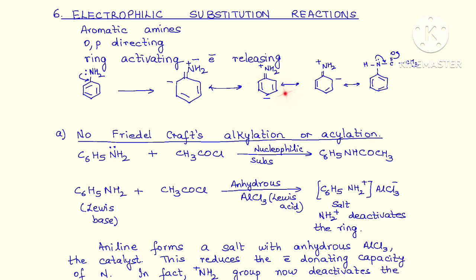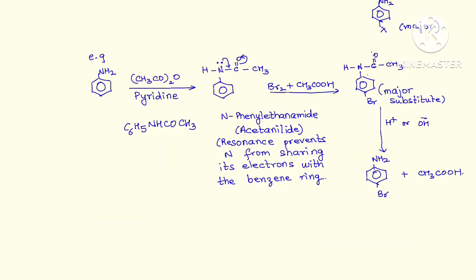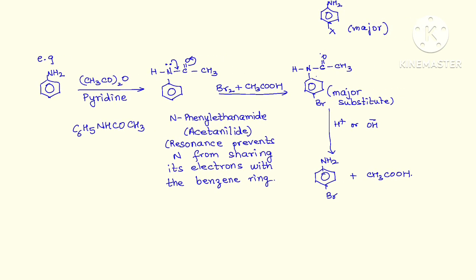If they are available, yes, they will be available on the ortho and the para positions, but our ring does not become as electron rich as when this C double bond O CH3 is not there. So that makes our understanding easy. Now, if I carry out the bromination using bromine and acetic acid, easily I will get two products, the ortho and the para. But look at the ortho.